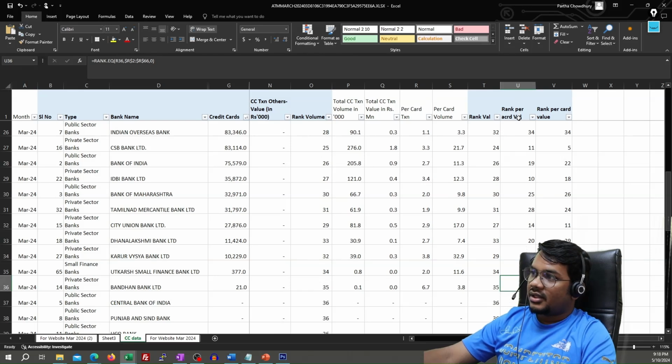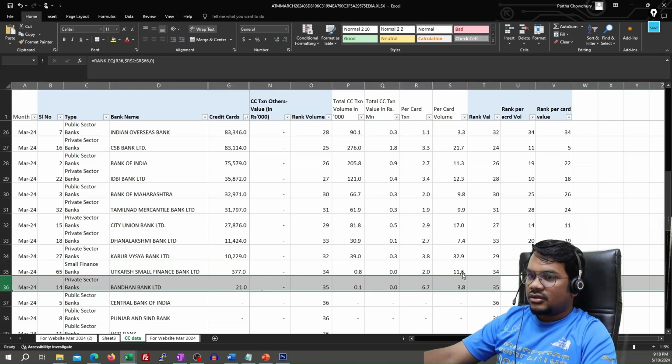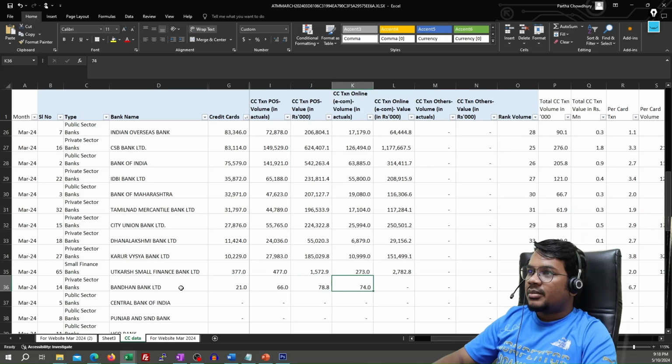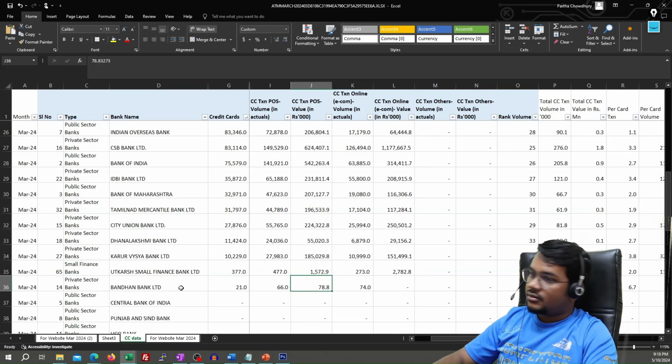This is a rank per card volume, meaning number of transactions generated per card. So if you see, this is Bandhan Bank. How many cards are there? Only 21 cards, but they have 78,000 value of transactions that is getting generated.